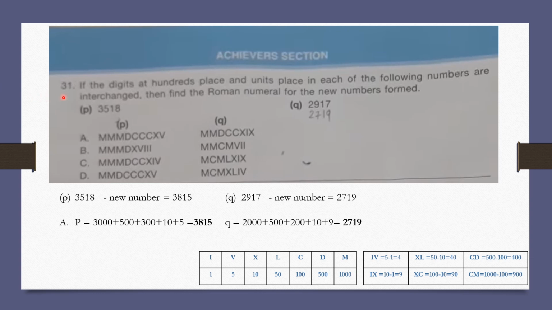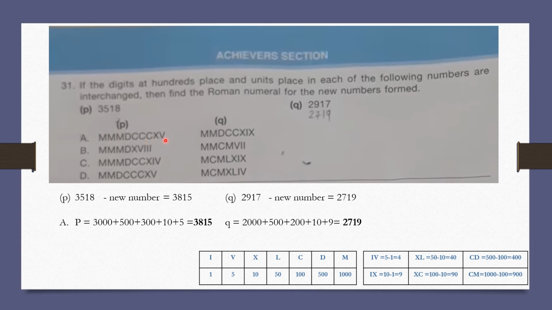Question number 31. If the digit at hundreds place and unit place in each of the following numbers are interchanged, then find the Roman numeral for the new numbers formed. So number given is 3518. If we interchange the hundred place digit with the unit place digit, it will become 3815. Similarly for 2917, the number will become 2719.